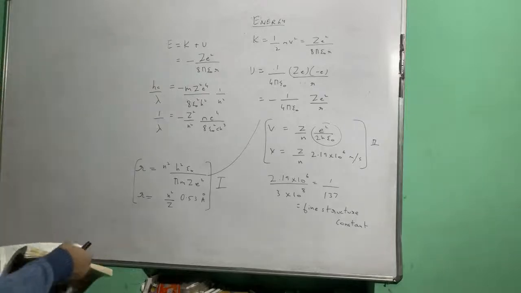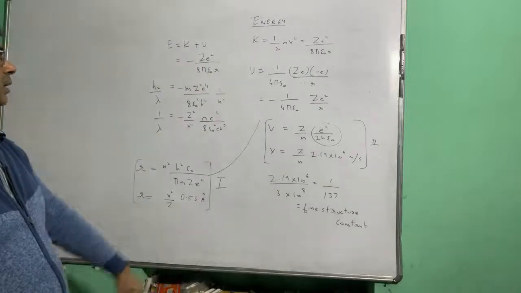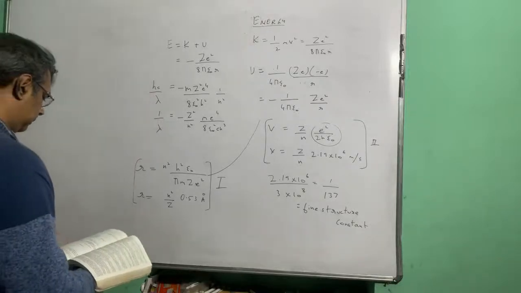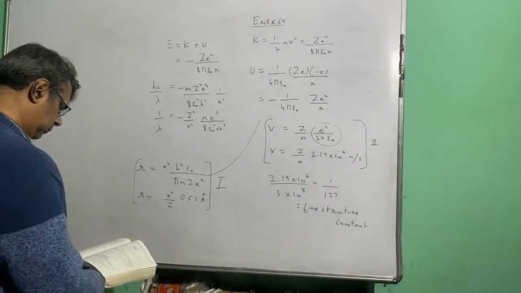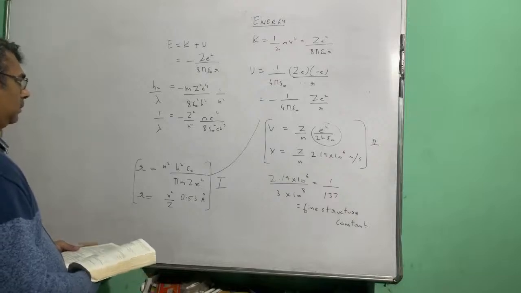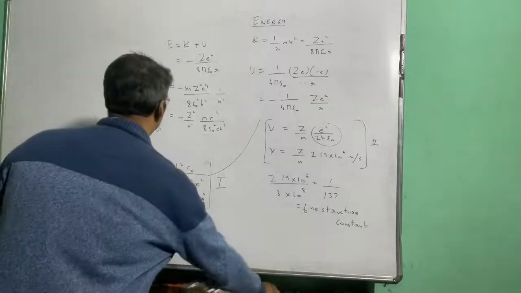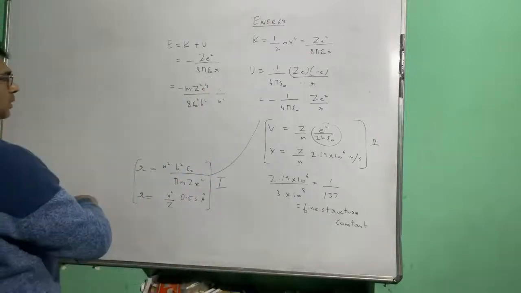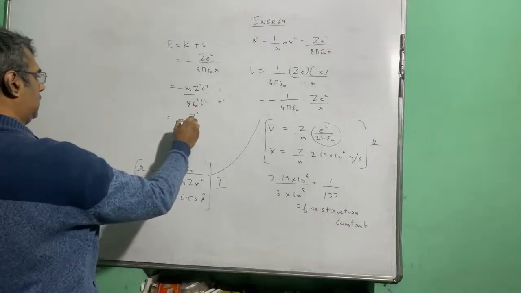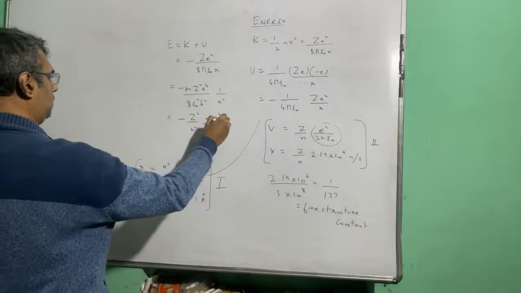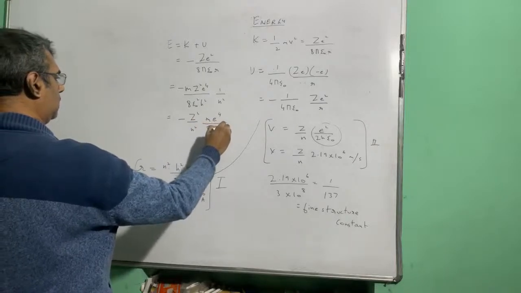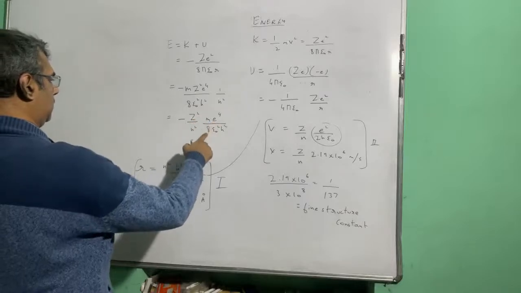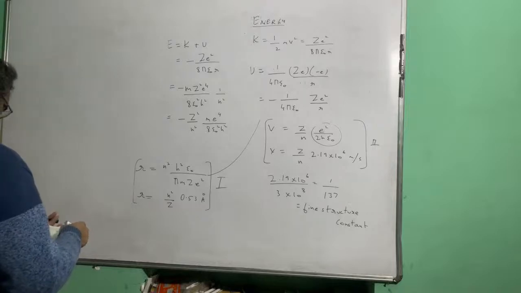So the total energy is minus Ze square by 8 pi epsilon naught r. What is happening is that after we put the value of r and we got this, we can write it as minus z square by n square m e to the power 4 by 8 epsilon naught square h square. So this will be the total energy.